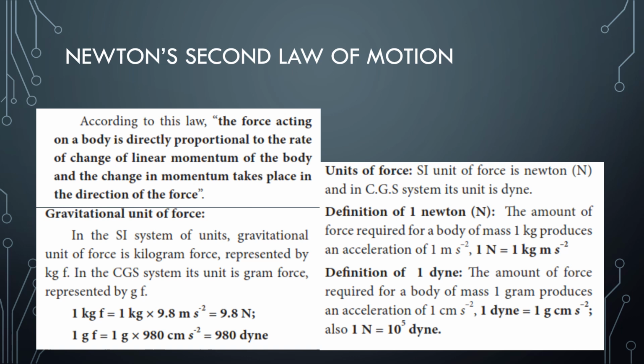When the net force acting on a body is not equal to zero, then definitely the velocity of the body will change. Thus, change in momentum takes place in the direction of the force. The change may take place either in magnitude or in direction or in both. Force is required to produce the acceleration of a body in a uniform circular motion.